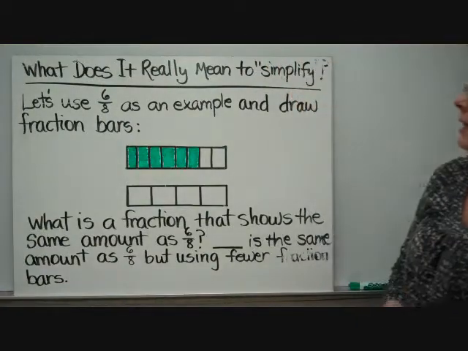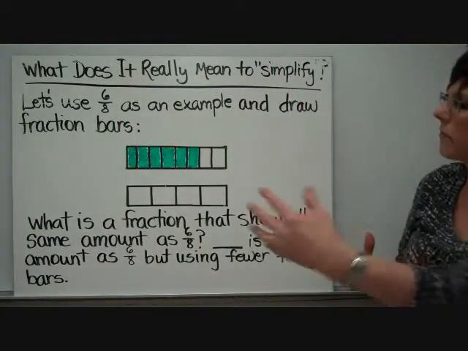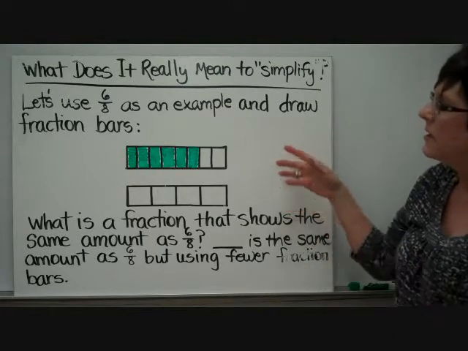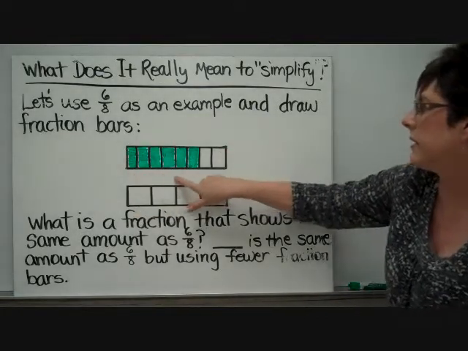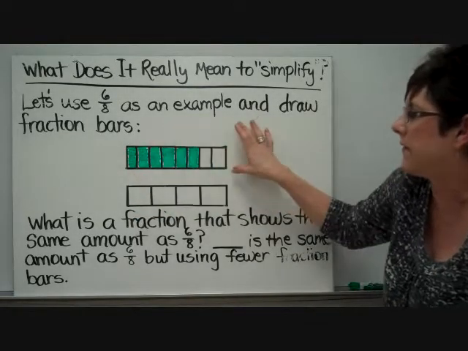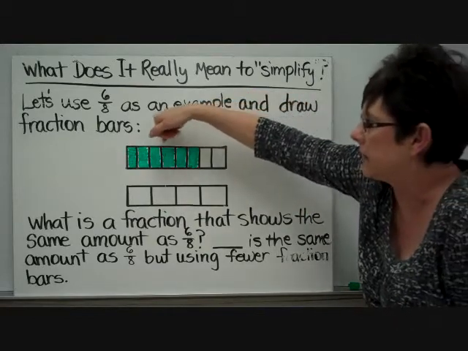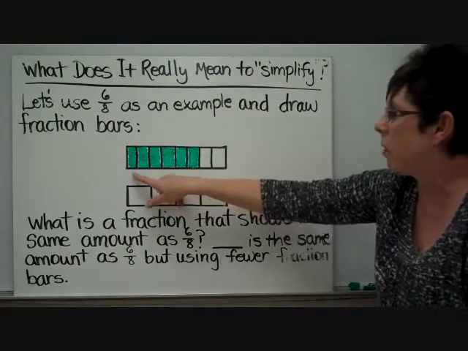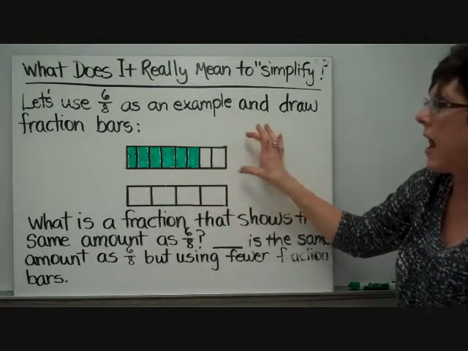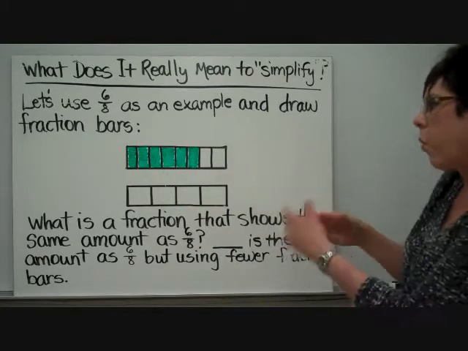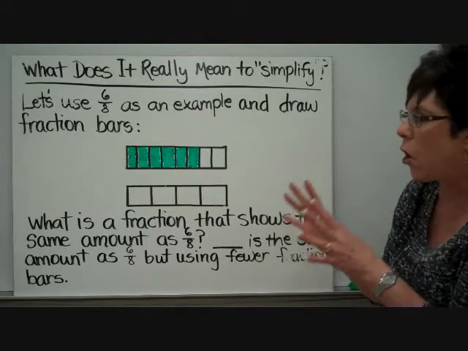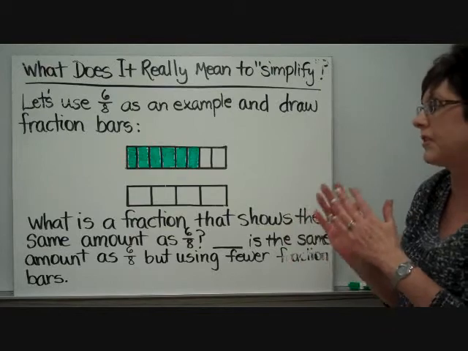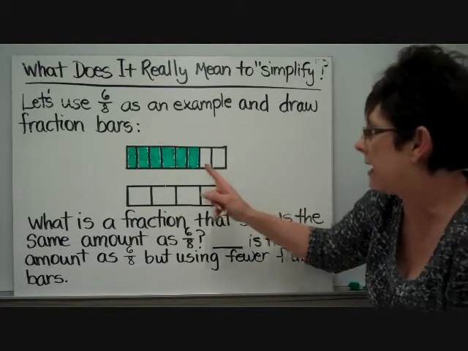What does it really mean to simplify? Let's use 6/8 as an example, and we've drawn some fraction bars. This is 6/8. The whole has been divided up into 8 pieces, and 6 of them have been shaded in. So we have 1, 2, 3, 4, 5, 6 out of 8. Now, what might be a fraction that would show the same amount? It won't be 6/8, but what's a fraction that would show the same amount as 6/8?